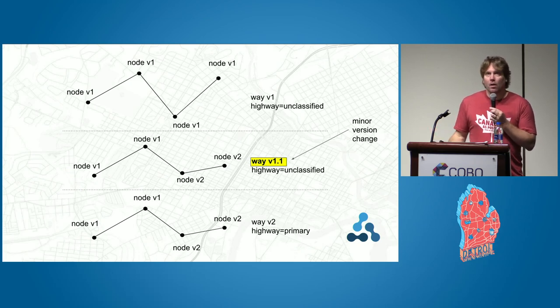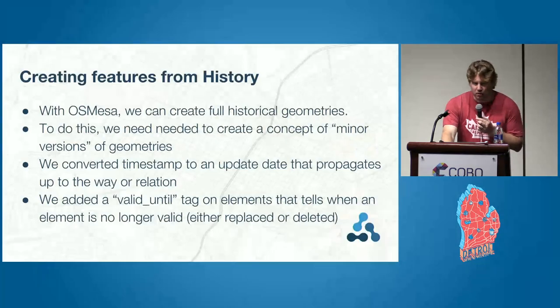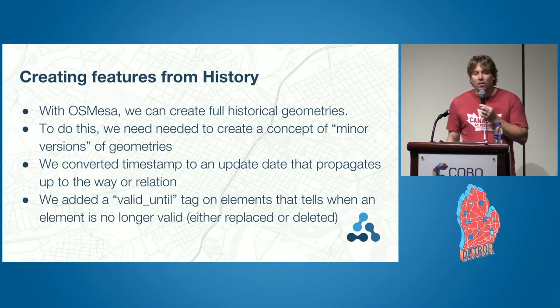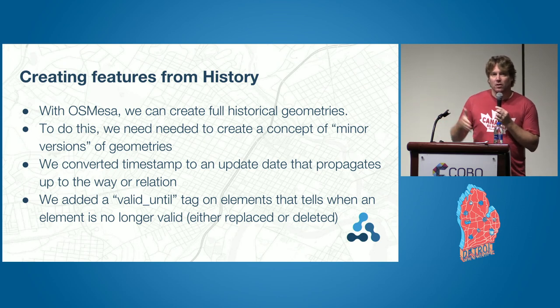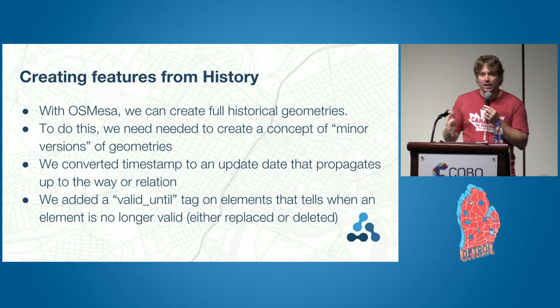So when processing boundary relations, there end up being about 6,000 versions and minor versions of Germany, which produces all sorts of problems. The other thing we do is we convert timestamp into an initial update date that propagates out to the minor versions. So there's the timestamp of the minor version that is actually the timestamp of the node that moved. We also added a valid until, so you can figure out what the validity window is of a particular feature until it's been replaced by another version or a minor version, which means that we can then poke a hole through the whole thing and say, what did OSM look like on September 7th, 2008? And we can see exactly what it looked like at that time.